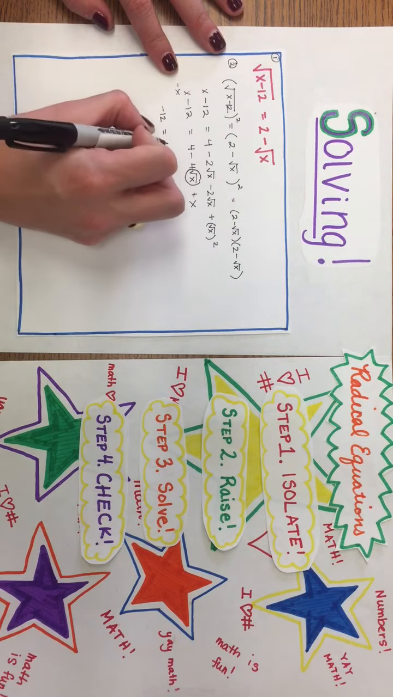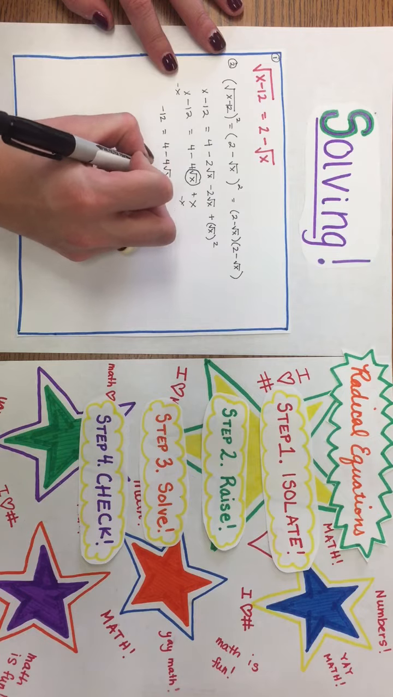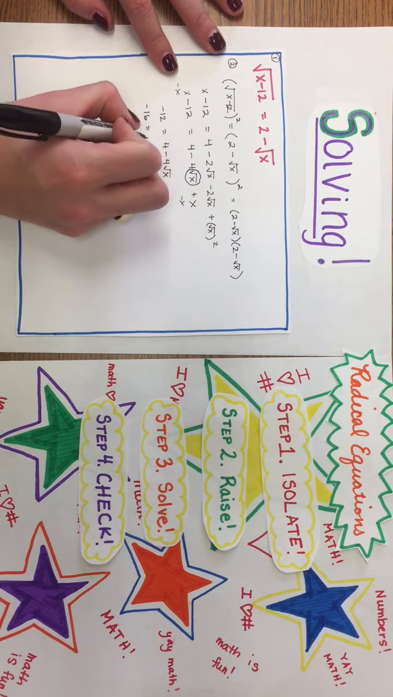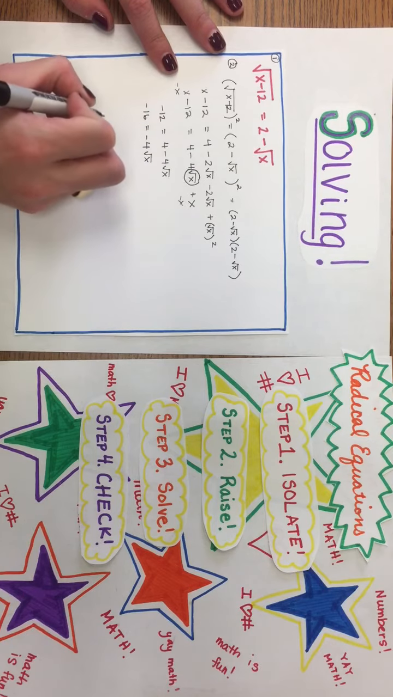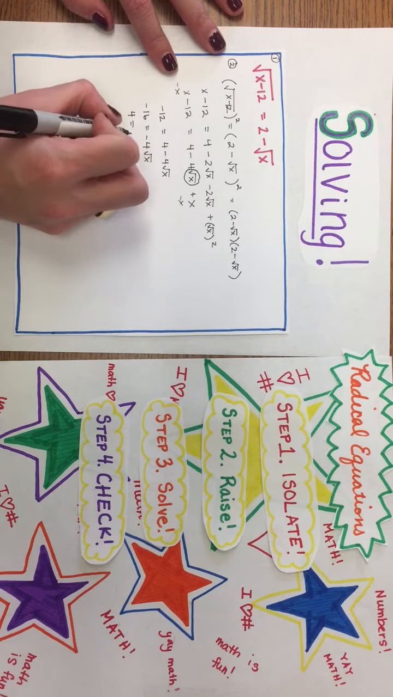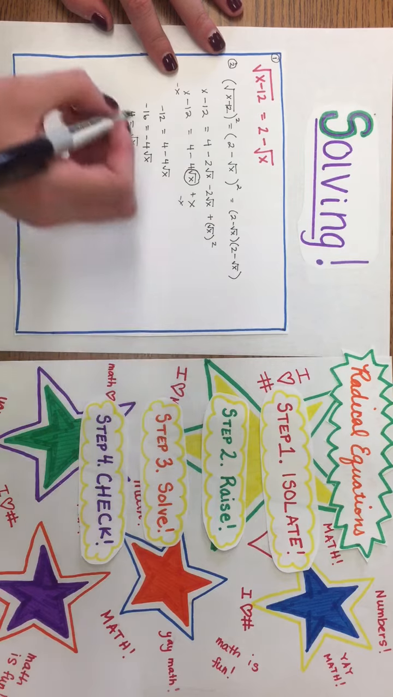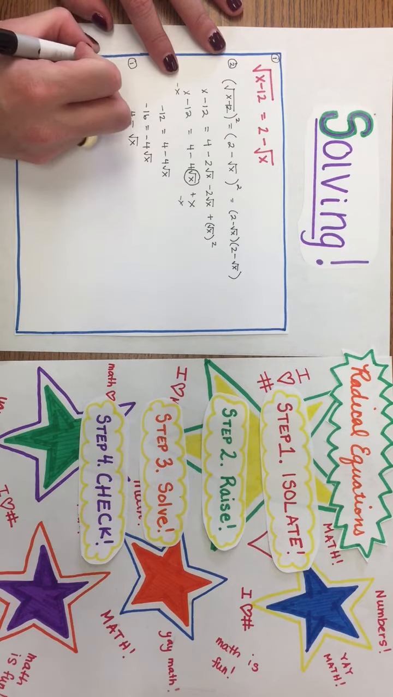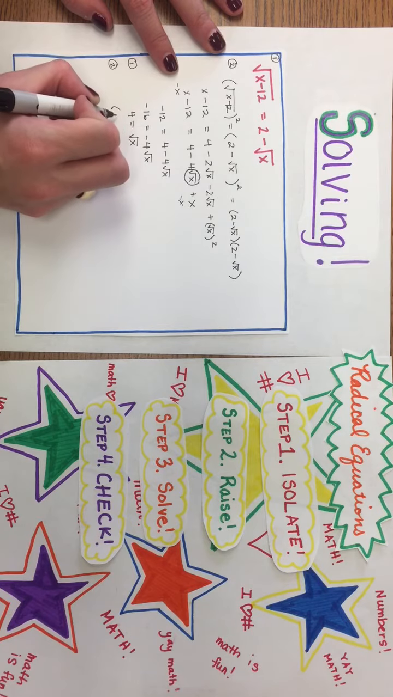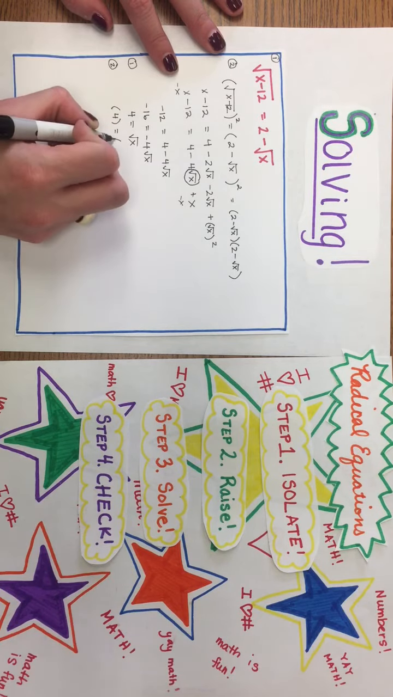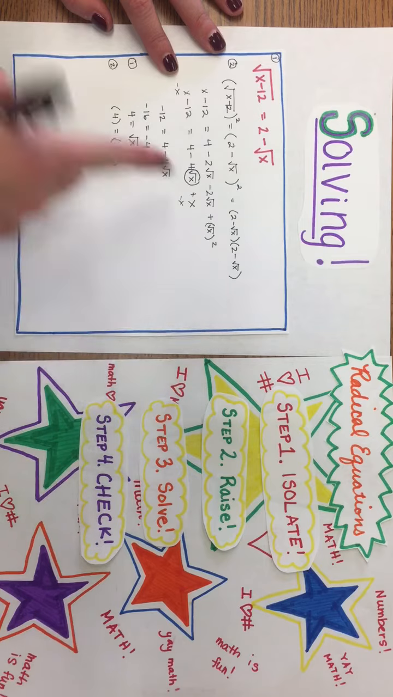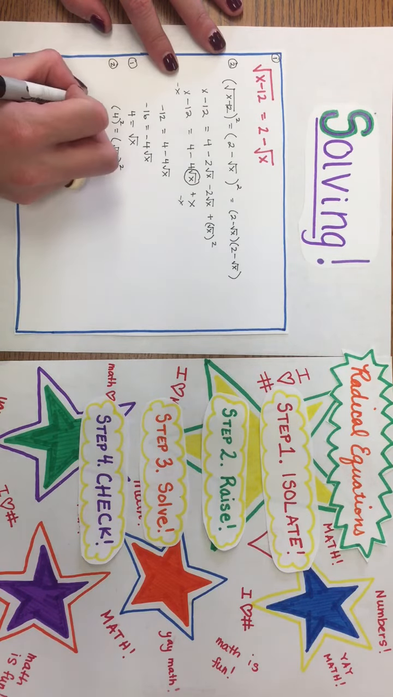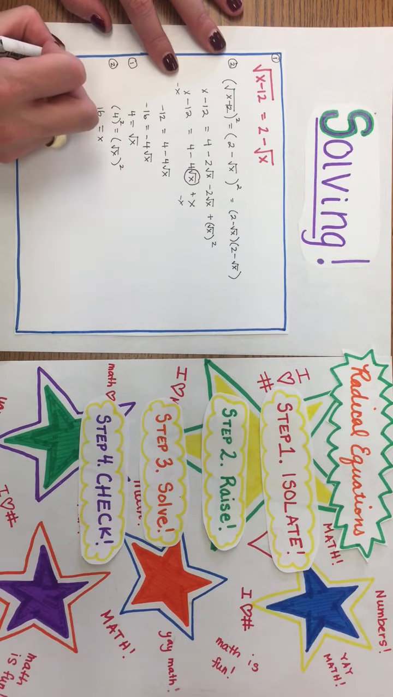So I now have negative 12 is equal to 4 minus 4 root x. I'm going to subtract 4. Negative 16 is equal to negative 4 root x. Divide by negative 4. 4 is equal to the square root of x. So I've now accomplished step one. Now I need to raise both sides to an exponent. In this case, to get rid of the square root, I'm going to do 2. So this becomes 16 is equal to x.